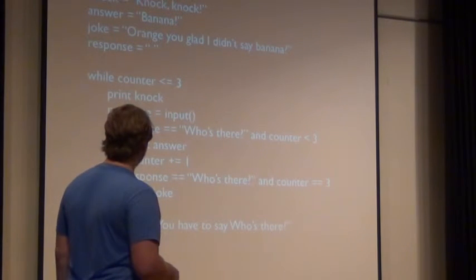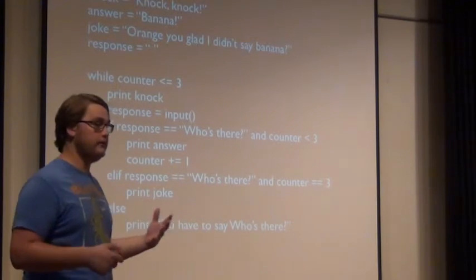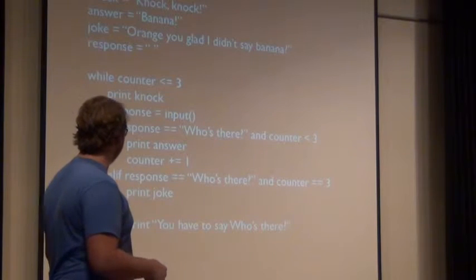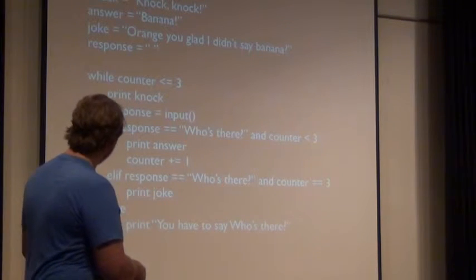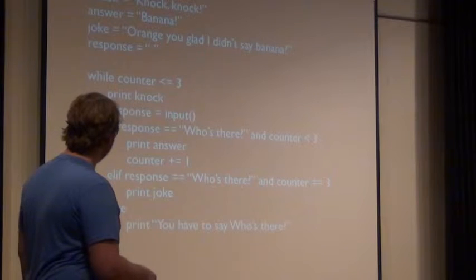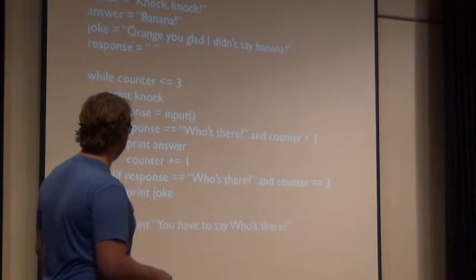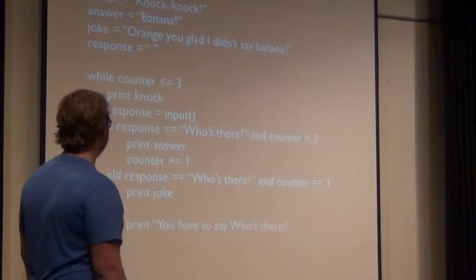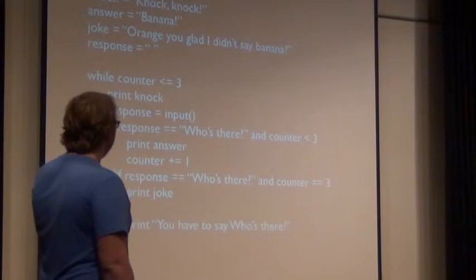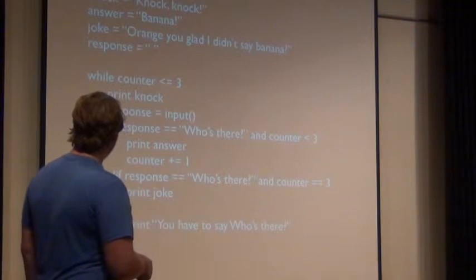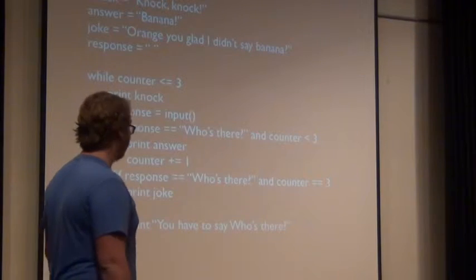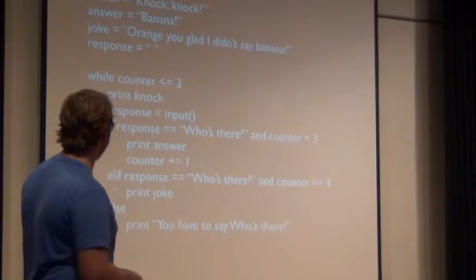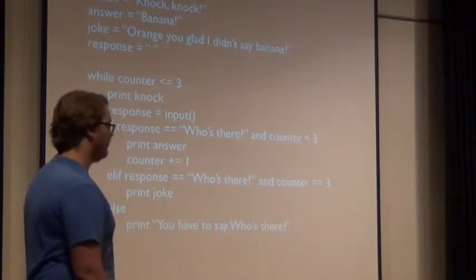So let's say this if statement is not achieved because either the response was not who's there or the counter was not less than 3. It comes down to the else if statement. It checks to see if the response was who's there and the counter was equal to 3. If so, it brings the joke. Aren't you glad I didn't say banana? So after 3 times of the user saying who's there and getting banana as a response, on the 4th occasion, it'll say, aren't you glad I didn't say banana?